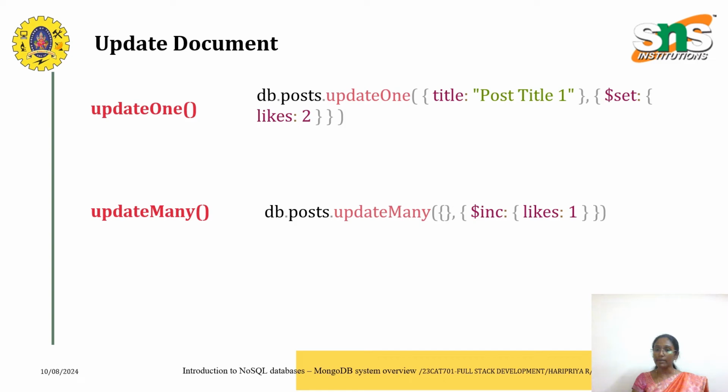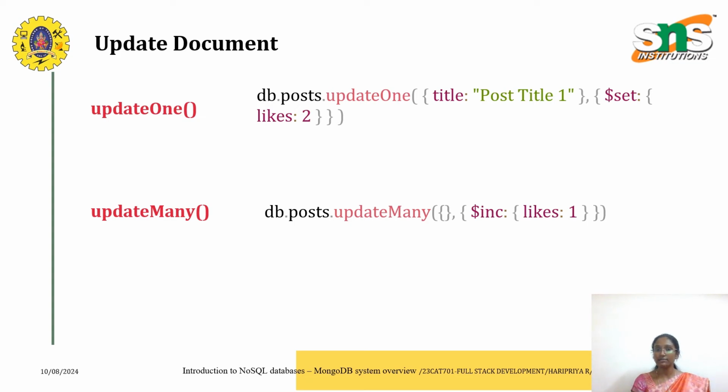So in update document, I'll be giving Haripriya R. This is the last name, this is the first name. These are the things that will be different between the insert and update. Clear? So now we are updating, on the update one, update many also.